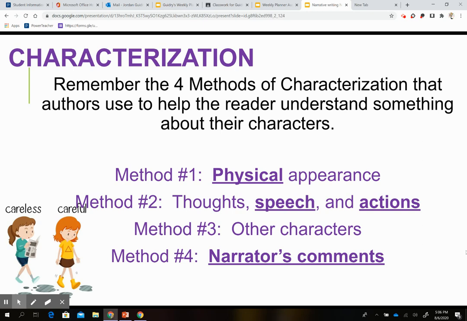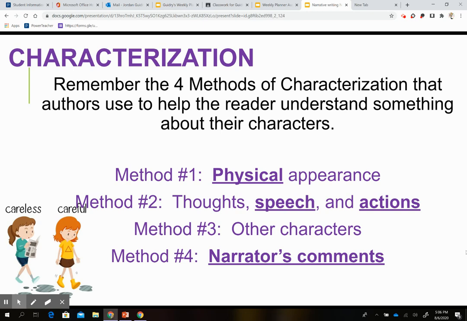Method 3 is what other characters say about the character. In this instance, this would be what other characters are describing about the character or how they believe the character acts. An example of this would be if the antagonist or the bad guy is talking about the protagonist, and he talks about how the protagonist is a goody goody and never does anything wrong.